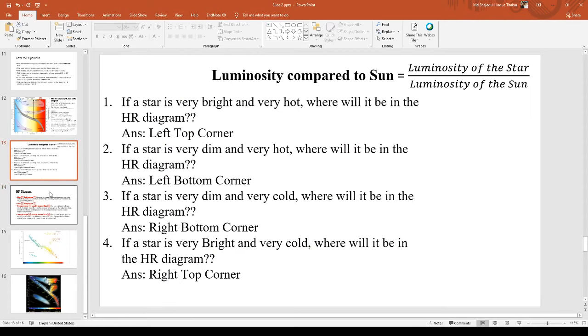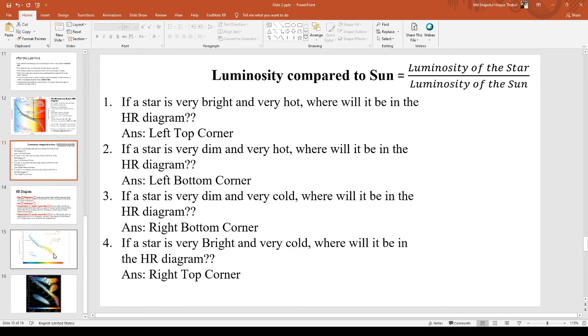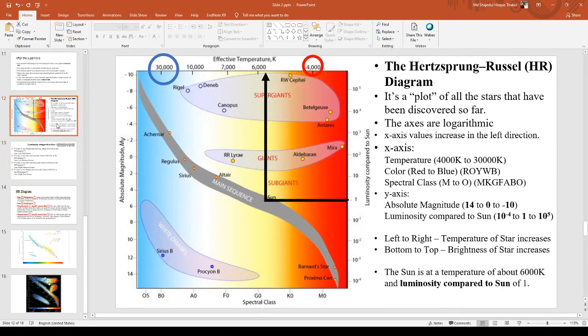Okay, so we have learned a lot of things, right? Now let us try to analyze the Hertzsprung-Russell diagram.